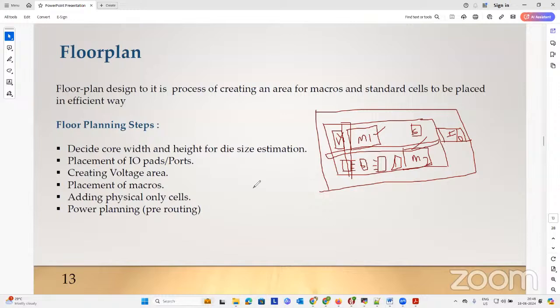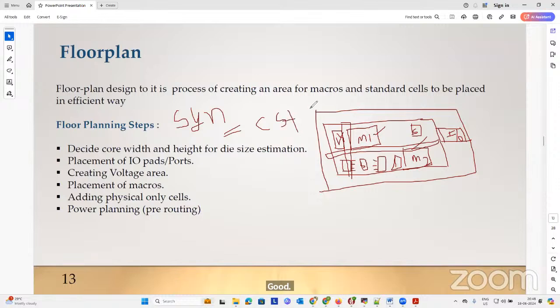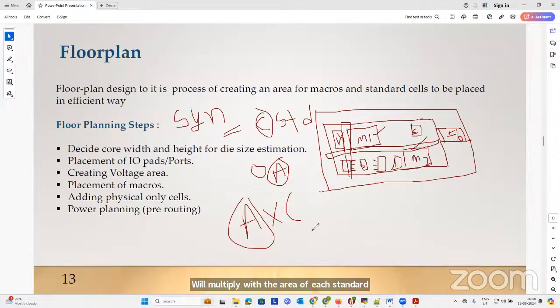Hemant, the question is clear. Okay. So at the synthesis stage, we got the count of standard cells. So standard cells have some area. Based on this count, we'll multiply with the area of each standard cell. Then we'll get some estimated area of standard cells.